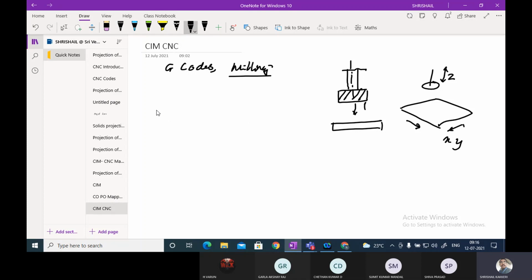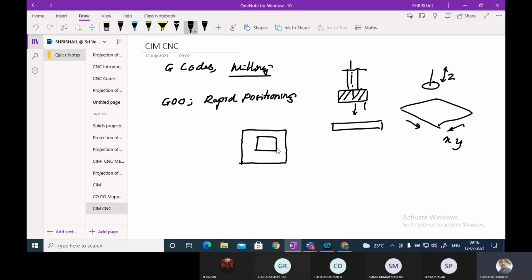Now G00, these are very important, unless you know them it is not possible. It is rapid positioning. What is the meaning of rapid positioning? You look from the top. For example, this is the workpiece, this is the workpiece table.